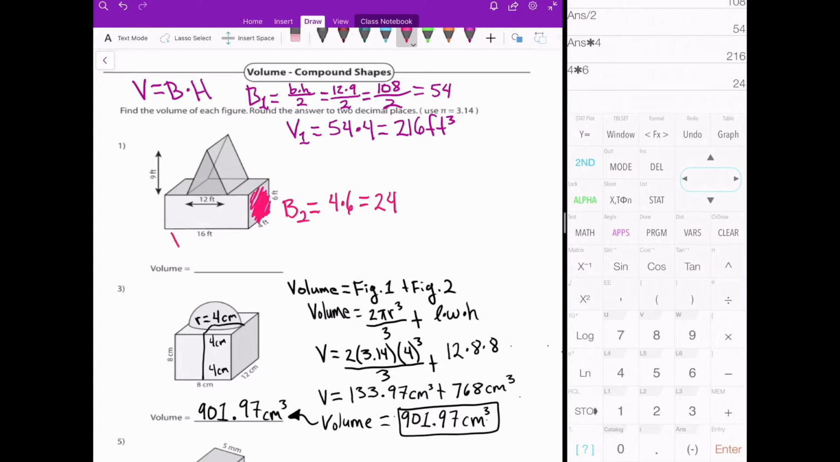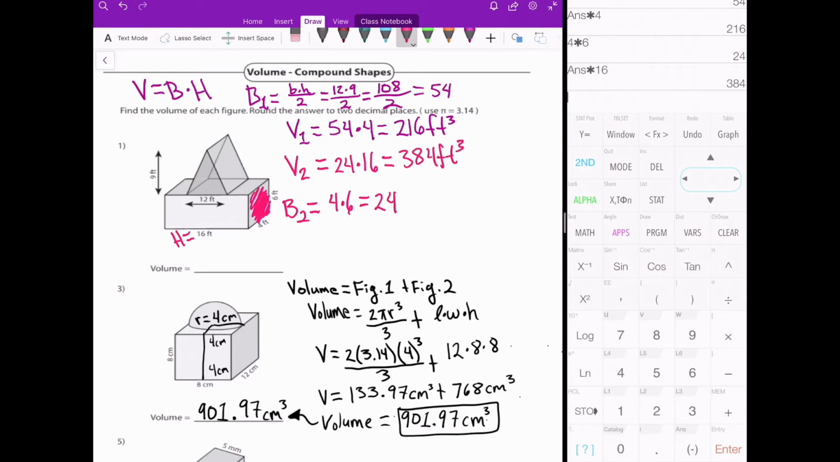Now my big H is going to be 16 feet. So it's going to be the height. From the bottom there all the way to the top, it's going to be 16. So now I write down the formula. Volume 2 is equal to 24 times 16. So then on my calculator here, I multiply by 16, and it gives me 384 feet cubed.